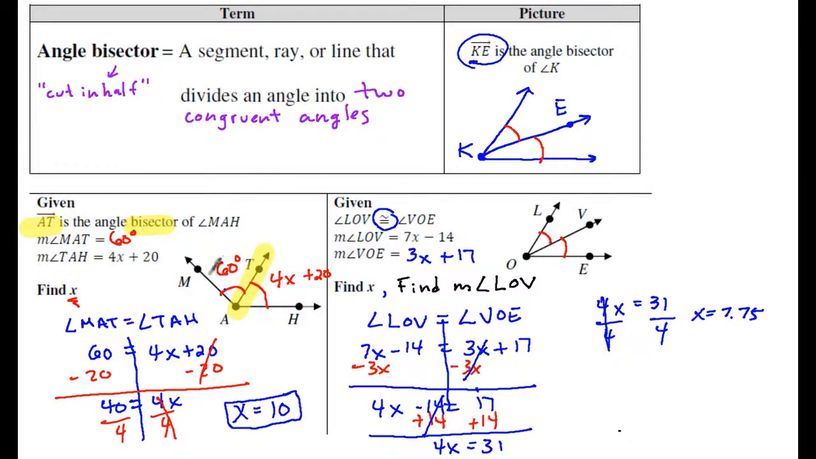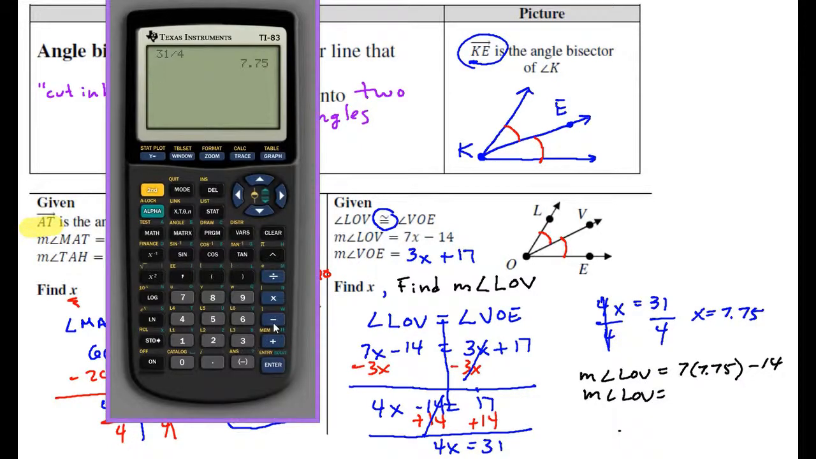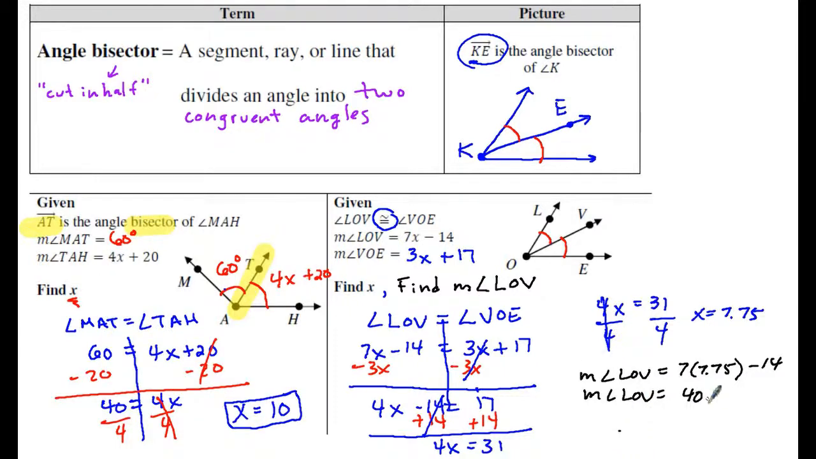And then we want to go ahead and solve for the angle LOV, so the measurement of angle LOV is going to equal, well, LOV is 7 times x, or 7 times 7.75, and we're going to subtract 14 from there. Okay, so the measurement of angle LOV is going to equal, we just need a calculator, so it'd be 7.75 times 7 minus 14. So that'll be 40.25. Okay, so there's our answer.